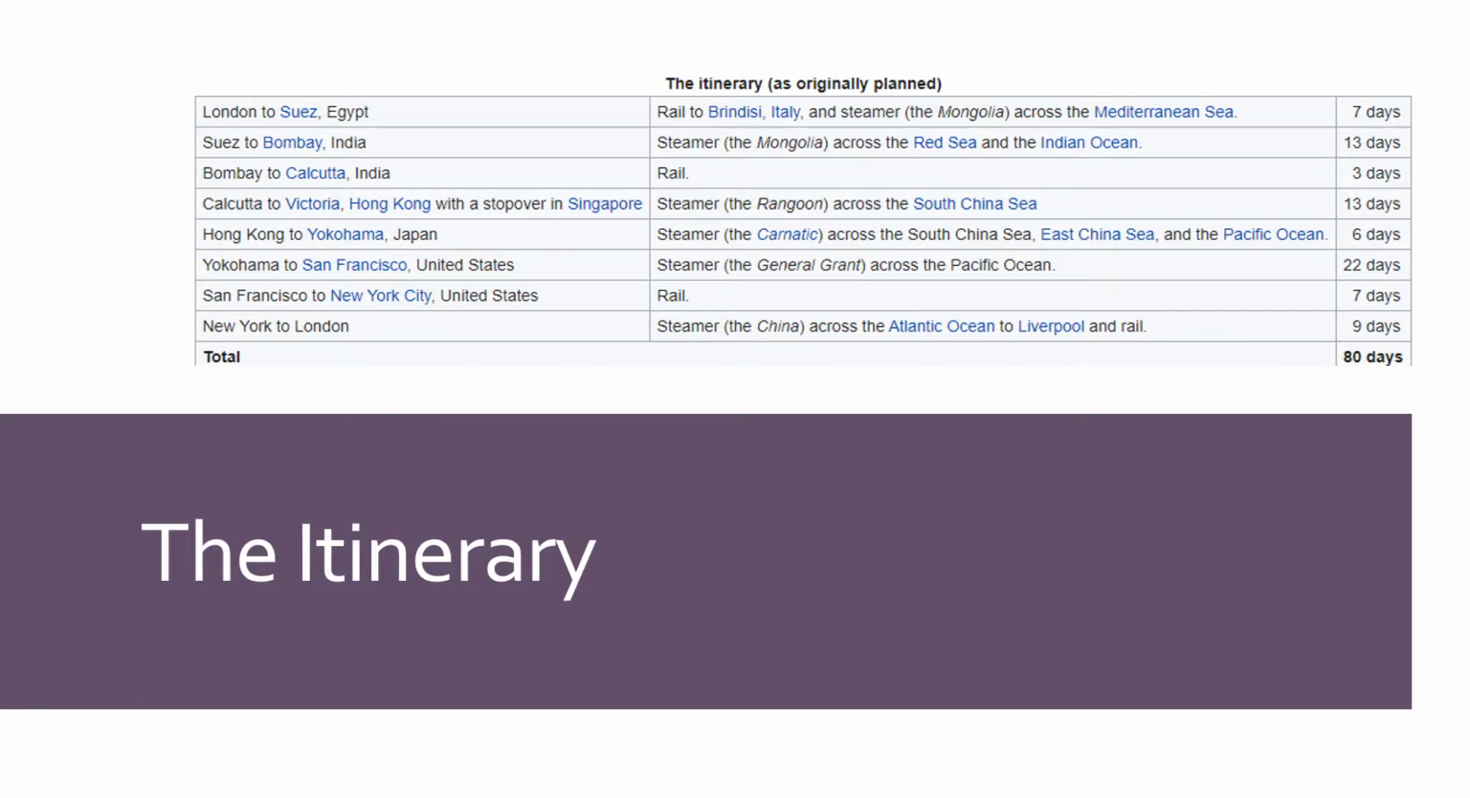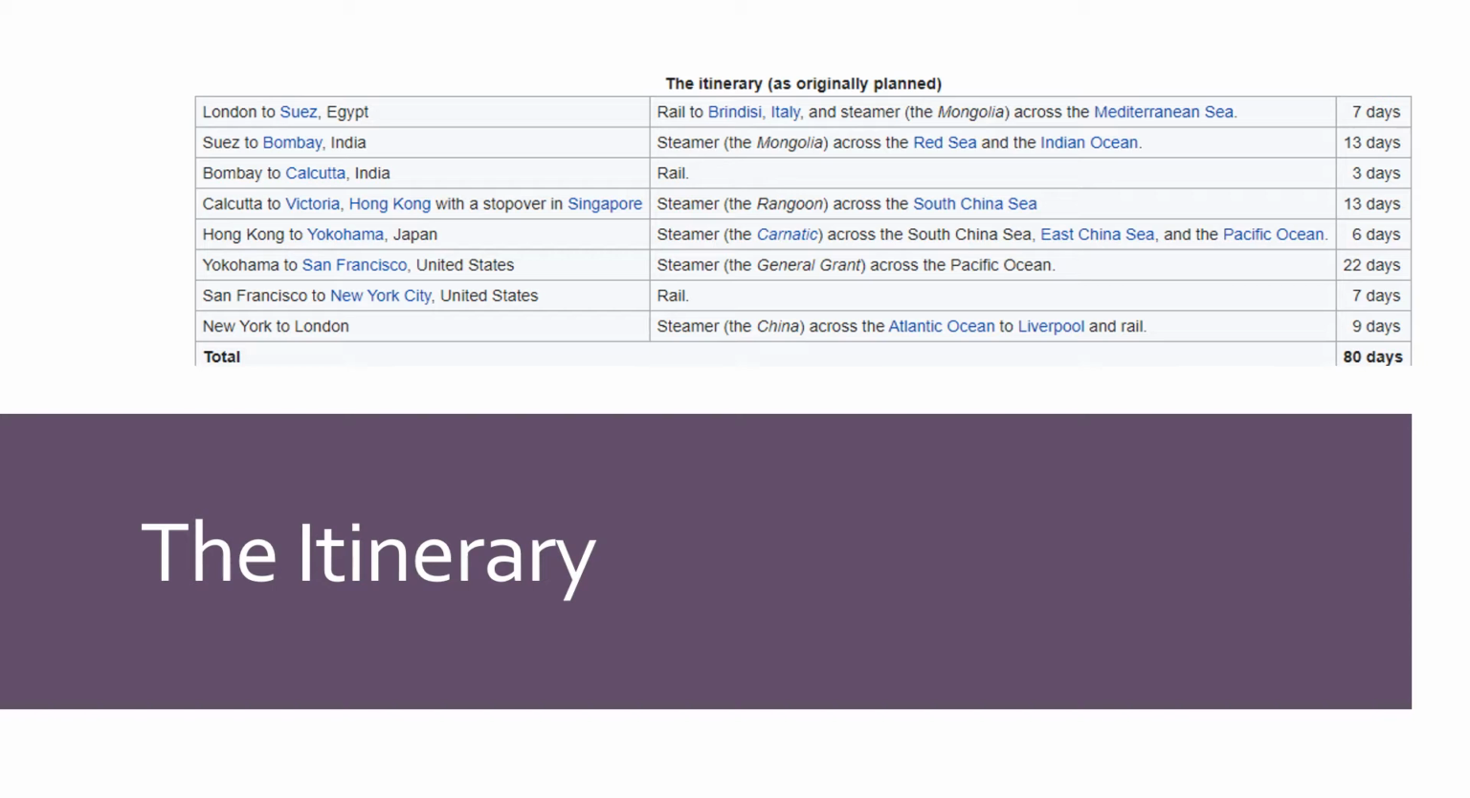This is the itinerary of Phileas Fogg's journey as originally planned. He moves from London to Suez by rail and a steamer, crossing the Mediterranean Sea within 7 days. From Suez to Bombay by a steamer, crossing the Red Sea and the Indian Ocean, which takes approximately 13 days. From Bombay to Calcutta by a railway.